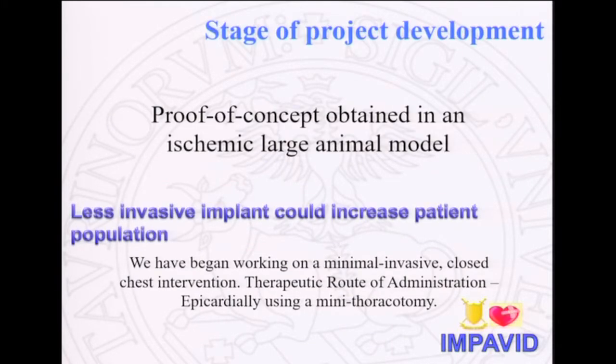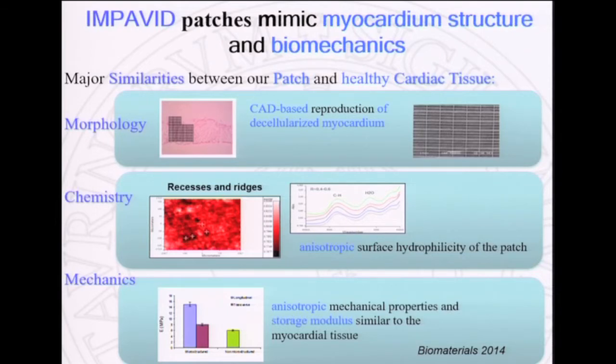And what's the stage of this project development? We obtained a proof of concept in an ischemic large animal model. For myocardial ischemia, the large animal model, the pig, is the only relevant model, actually. And since less invasive implants could actually increase the target patient population, we have begun working with a minimally invasive closed chest intervention. So briefly, these are all published data.